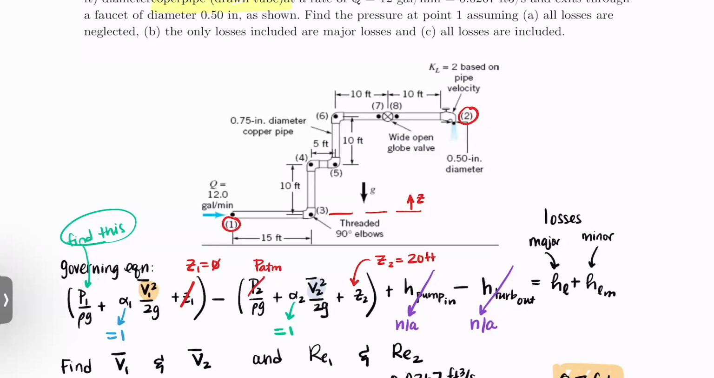Did you have two different diameters? Did you just add the major losses? Yes, they just sum together. Great question. Thank you.